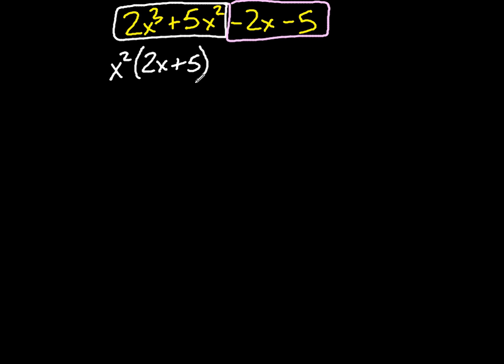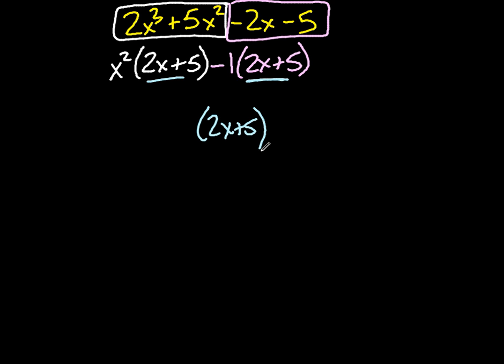In the second term, I can't pull anything out either, so I'm going to pull out a 1. However, I do want to get rid of this negative in front of the x. We don't like that, so I'm going to pull out a negative 1 instead, and again leave me with 2x plus 5. Now, again, same as we've done before, we have a 2x plus 5 that's left behind from both of them. And what I pulled out was an x squared minus 1.